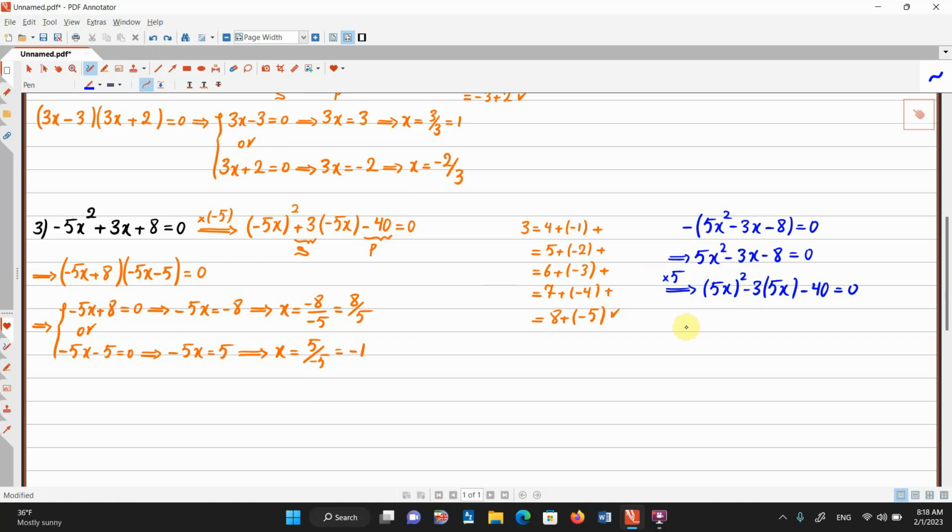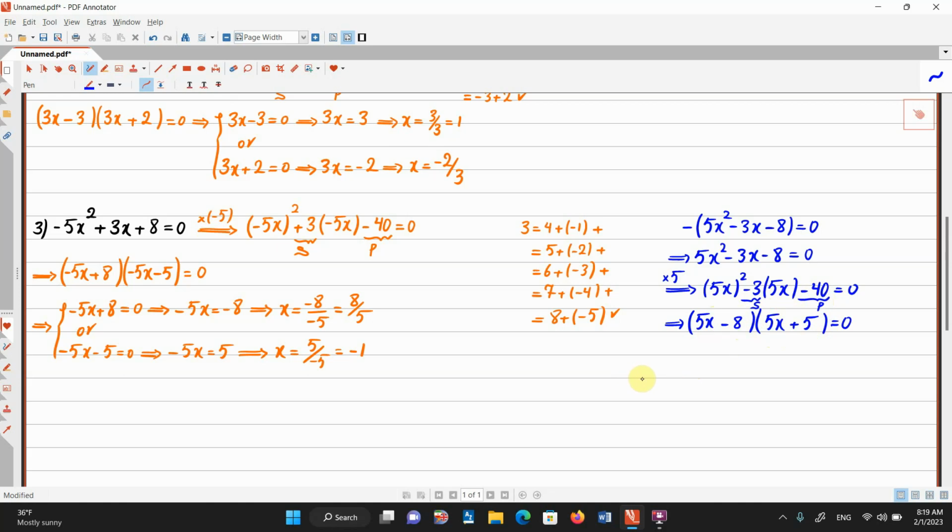Then you can open two parentheses, and inside each of these parentheses you can put a 5x, square root of this one, 5x here and 5x here. This number is the product and this number is the sum. The numbers which satisfy these two conditions, their product is negative 40 and their sum is negative 3, are negative 8 and positive 5.